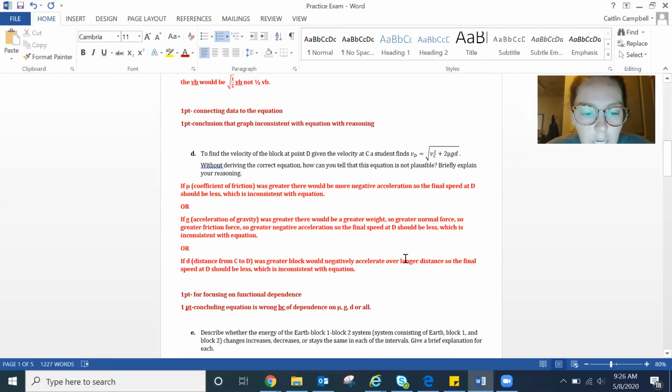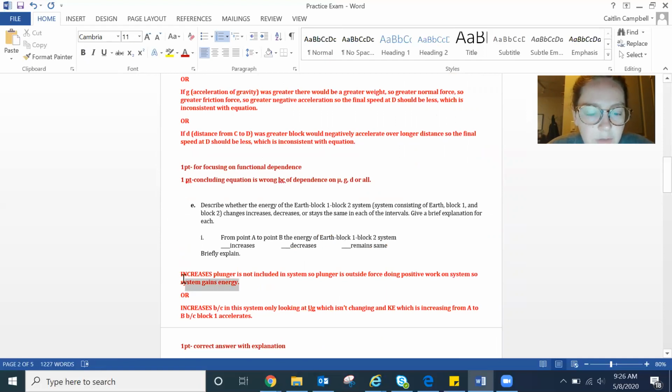So I said you could say it increases because the plunger is an outside force doing positive work, so the system gains energy. You could also say, well, I am specifically looking at UG not changing and the kinetic energy. From A to B, Block 1 is accelerating, meaning it's gaining kinetic energy, so then the system gained energy. In that case, you're not thinking about it as work, you're thinking about it as, okay, I'm looking at these three energies, and that stayed the same, that stayed the same, and that one increased, so overall it must have increased.